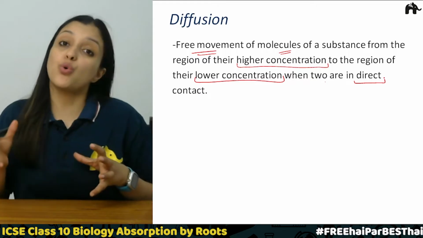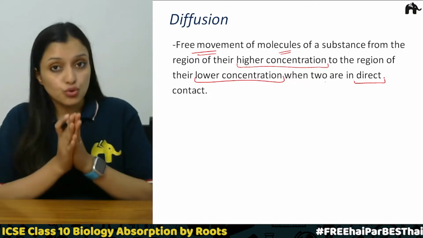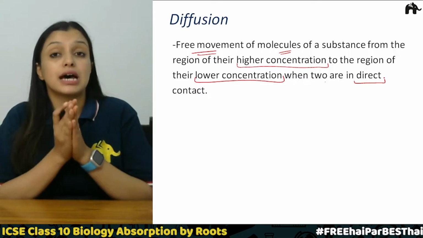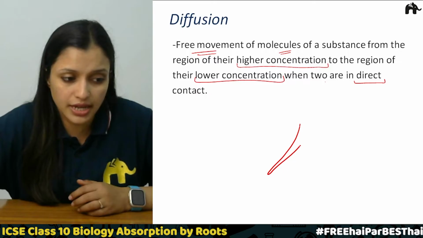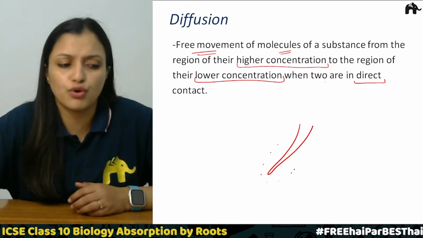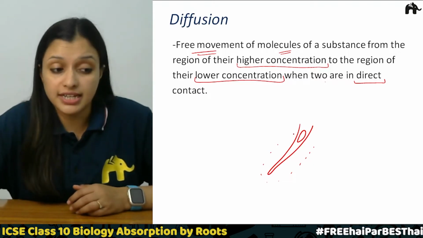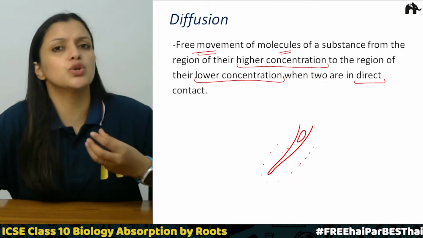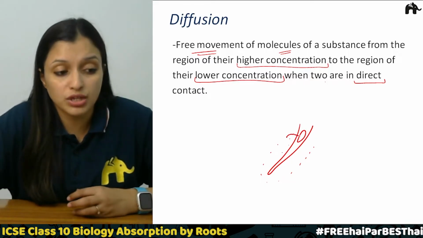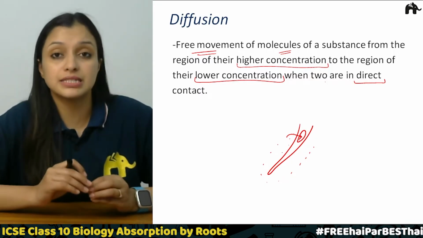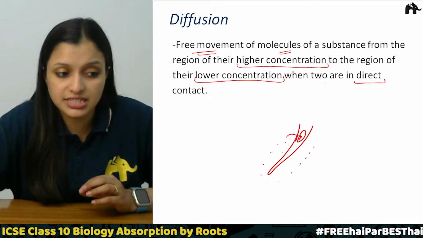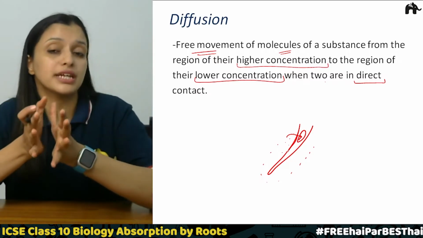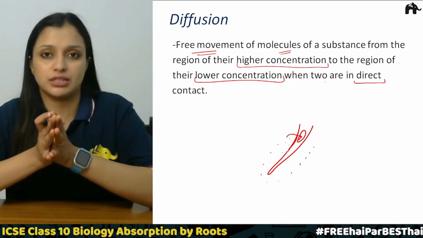So diffusion will only happen when the two surfaces are in direct contact with each other, right? Say if this is a root here, and there is a lot of water in the surroundings, and inside these cells the water is in less quantity, it is in lower concentration, right? So the water molecules will move from outside to inside. So how is this happening? When this water and this root are in direct contact with each other, correct?